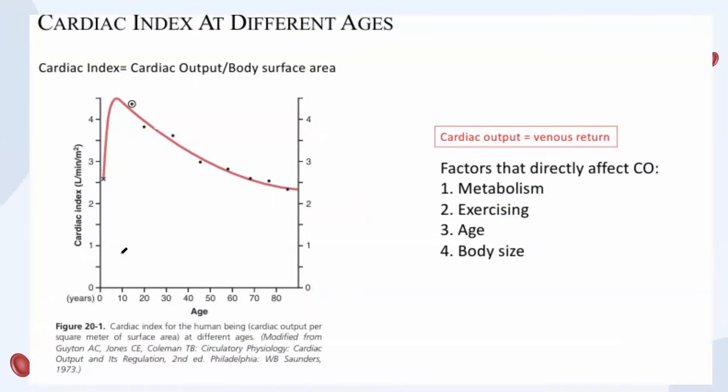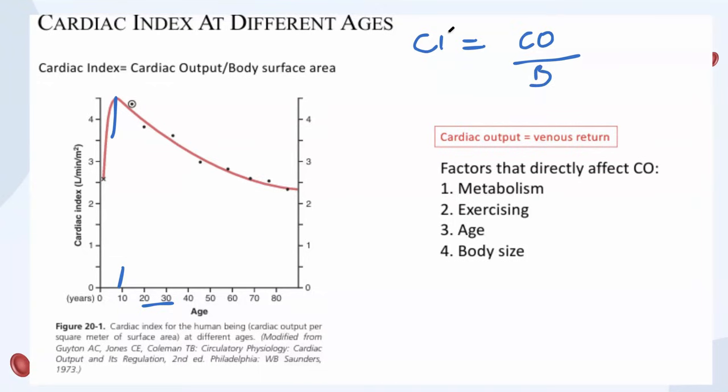Cardiac index at different ages. Okay, so you can see it's a curve, and it's peaking at around 10. So at the age of around 10 years, the cardiac index is maximum. However, you can see as you get older, your cardiac index is decreasing. Why is that? Okay, so I want to write the equation like this, just to make it clearer. So you have cardiac index equals cardiac output over body surface area.